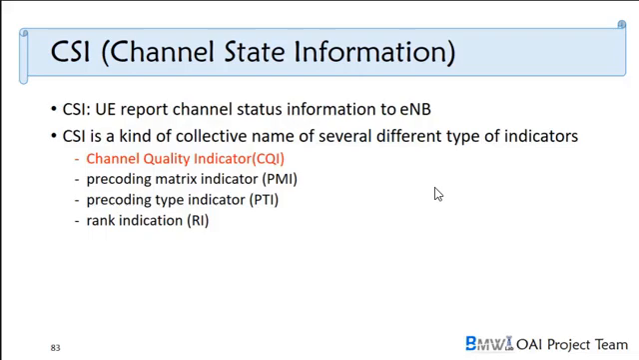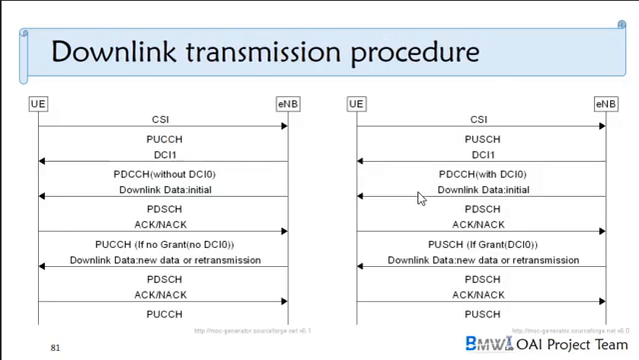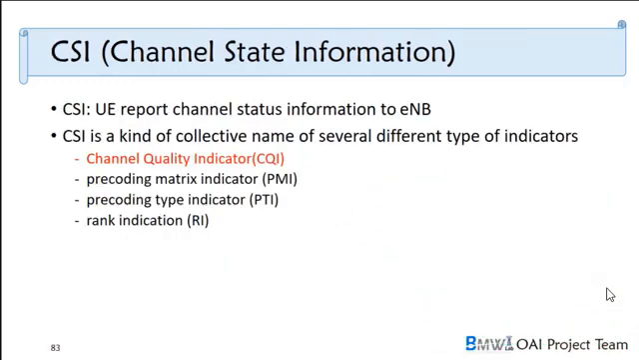Next I want to introduce the CSI. It means the channel state information. Let's go back to this picture. We will send CSI first because we want to know whether the channel's quality is good or not. So the CSI will report the status to the eNodeB.